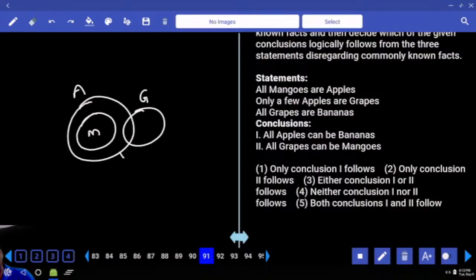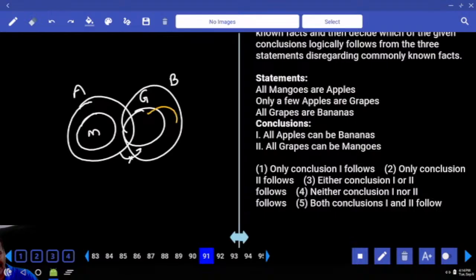Now these are the apples that are grapes. Then all these grapes are what? This entire grape is a part of banana. Then all apples can be bananas. This entire apple can be a part of banana. Possible or not possible? Possible.